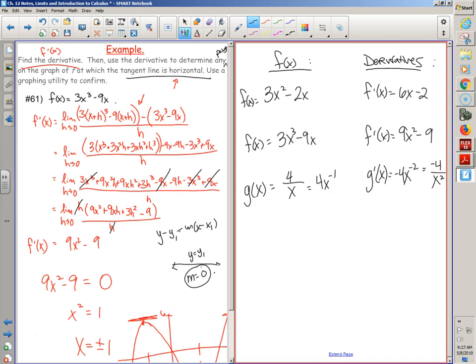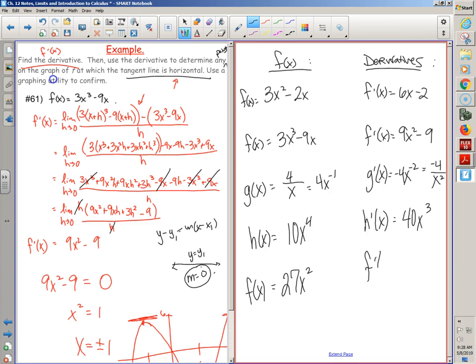You want me to give you some more? What if I was to give you h of x is equal to something like 10x to the 4th power? h prime would end up equaling, without me doing any work, because who really wants to do Pascal's to the 4th? Well, 14641 isn't too bad, but it's really just going to be 40x cubed. And what if we were to do something like, let's go back to f because I'm running out of letters and I is imaginary. What if f of x is equal to, maybe something like 27x squared? Do you guys know what f prime of x would be?